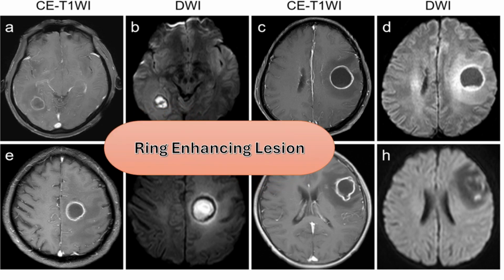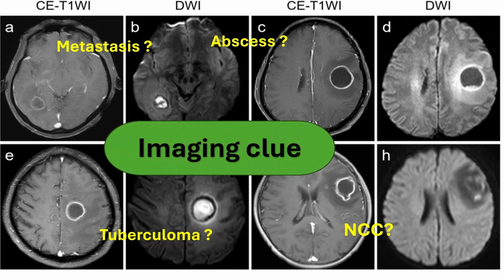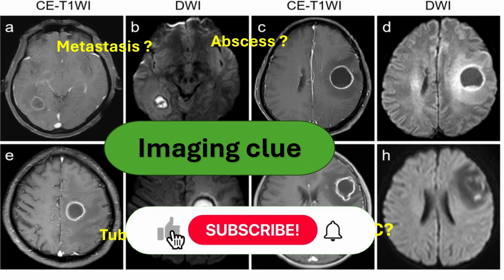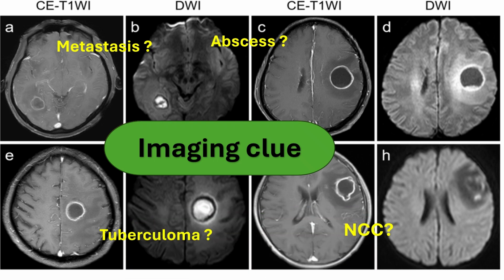A ring enhancing lesion appears on MRI and suddenly every option looks correct, like metastasis, abscess, tuberculoma or NCC. What could it be? This is where most rank losses happen. But the exam doesn't want lists. They want only one clue. So look for the wall, edema, location, MRI findings and DWI and spectroscopic evaluation, and put these together and the confusion disappears. In the next minute, I will give you the exam-proof approach to ring enhancing brain lesions.